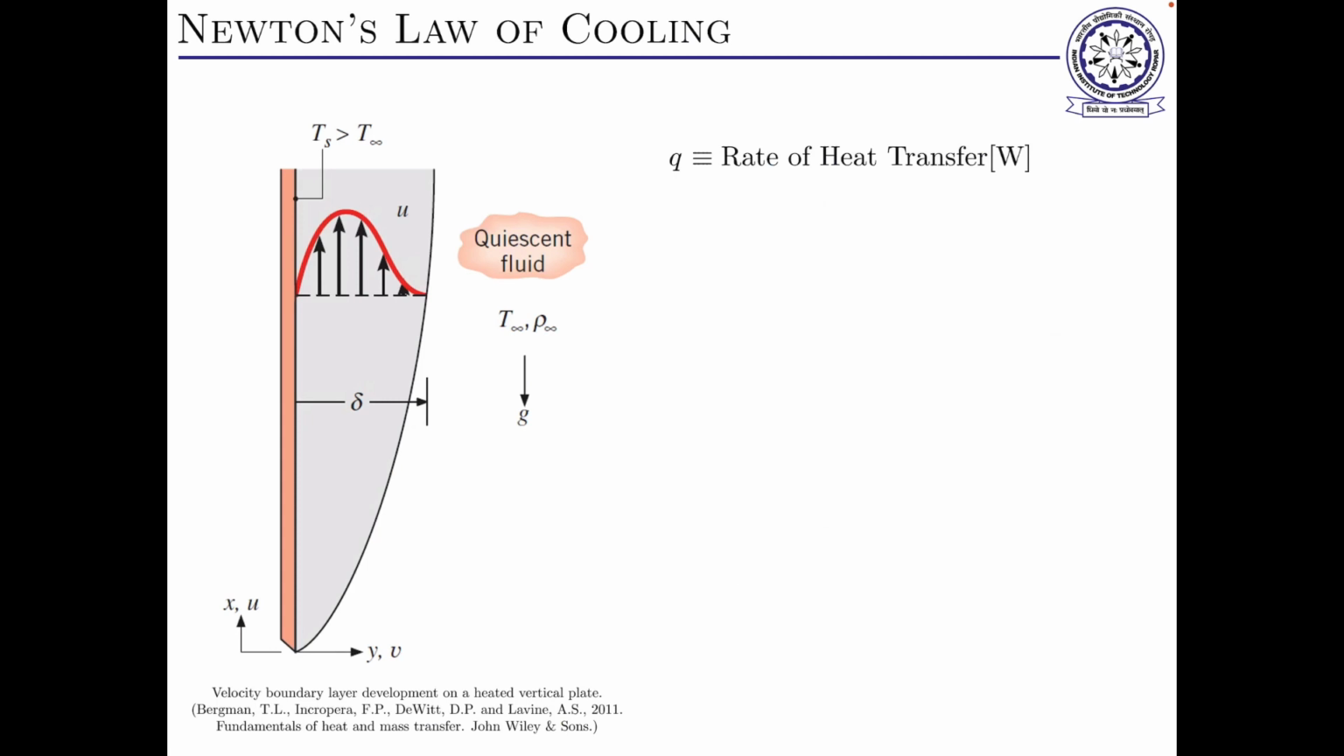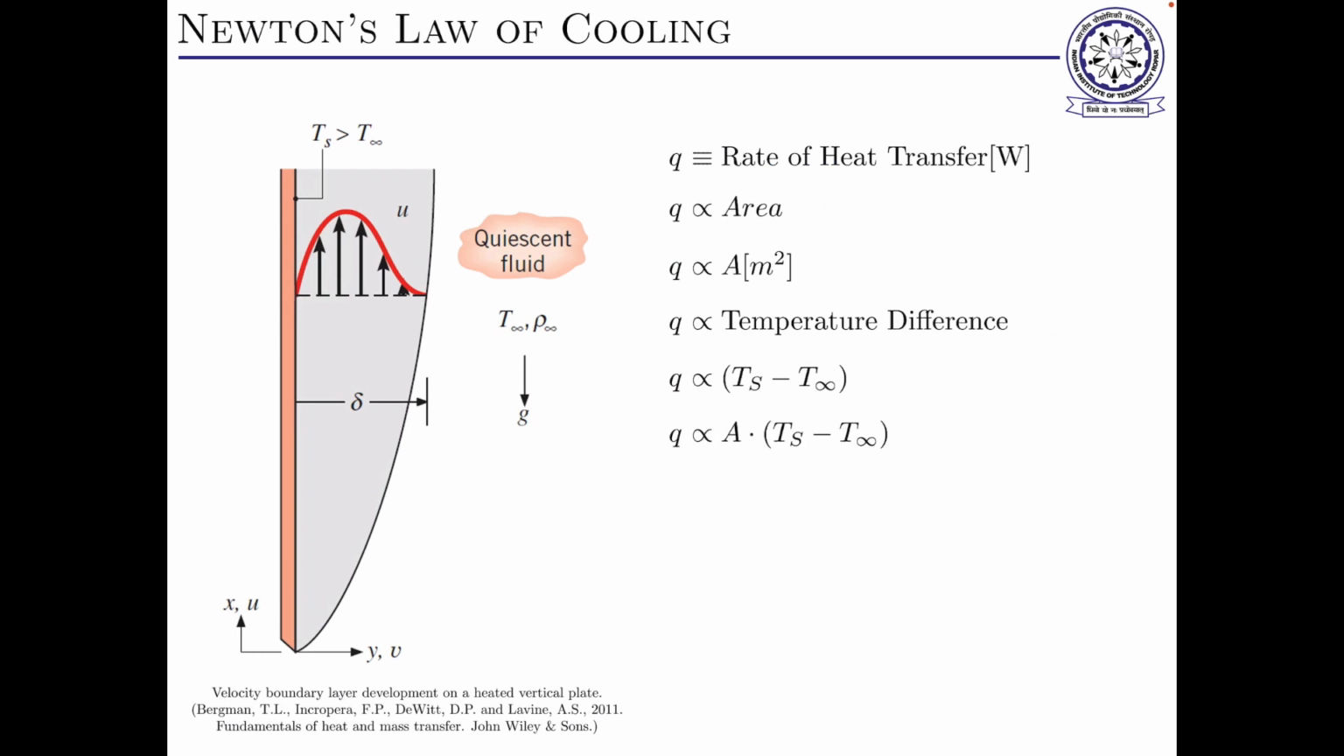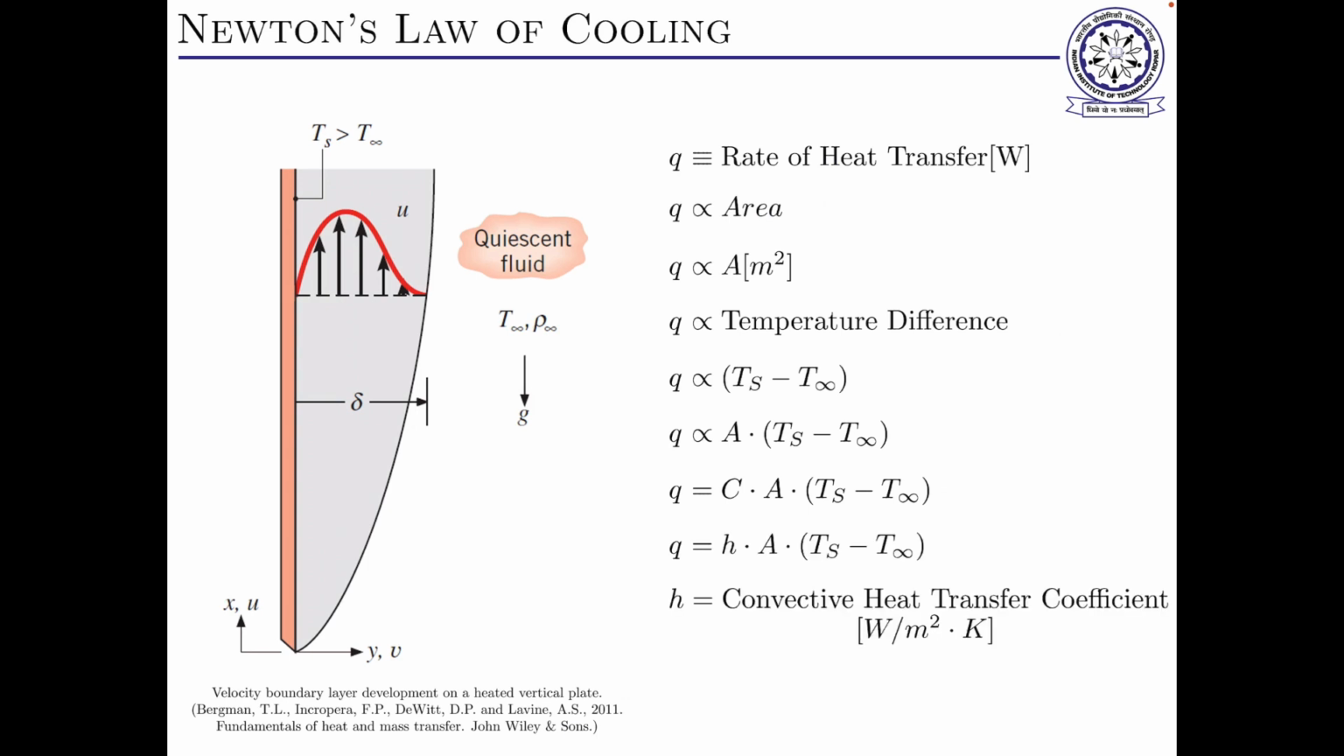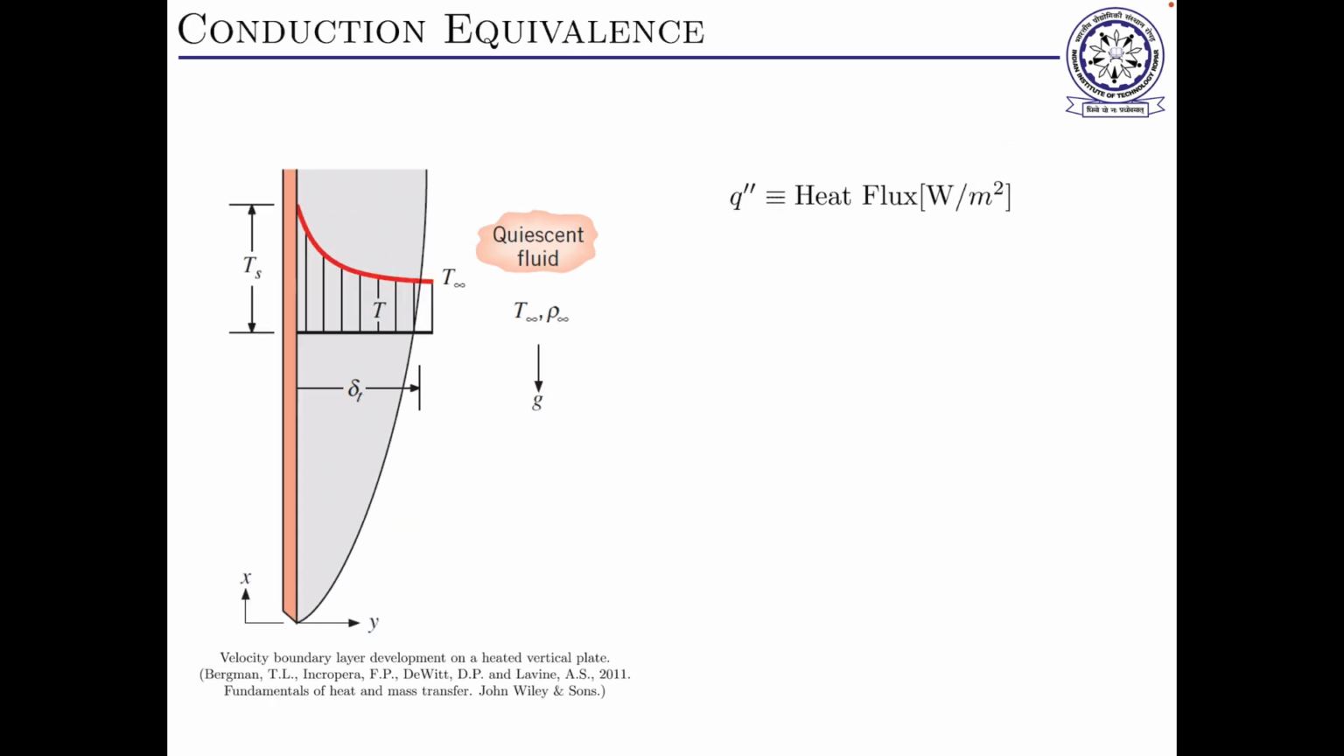Newton's law of cooling works everywhere whenever there is convection. So if Q is the rate of heat transfer, it is proportional to the area, and it is proportional to the temperature difference. So there must be a constant, and this constant is known as the convective heat transfer coefficient. In case of natural convection, it will be the convective heat transfer coefficient for natural convection.